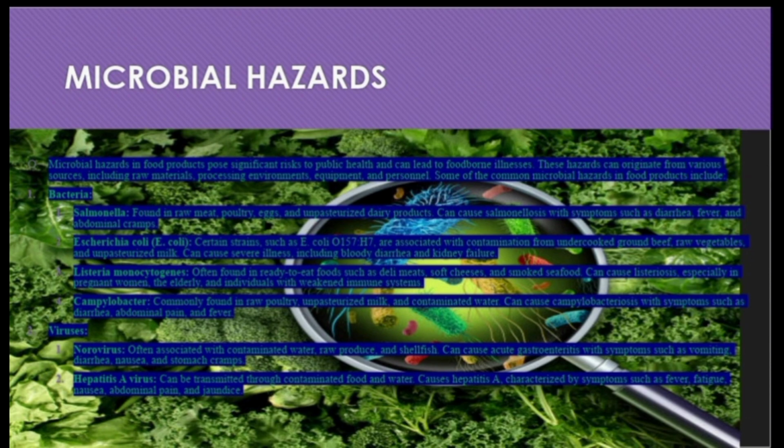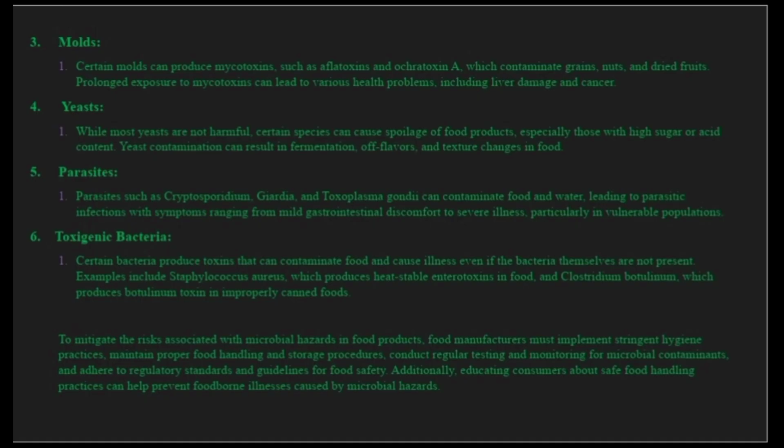Next, we can see about molds. Certain molds can produce mycotoxins such as aflatoxins and ochratoxins. Ochratoxin A contaminates grains, nuts, and dried fruits. Prolonged exposure to mycotoxins can lead to various health problems, including liver damage and cancer.